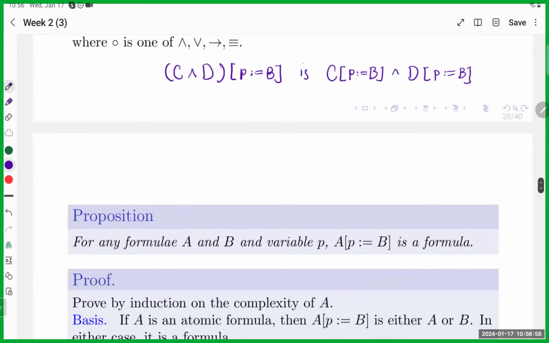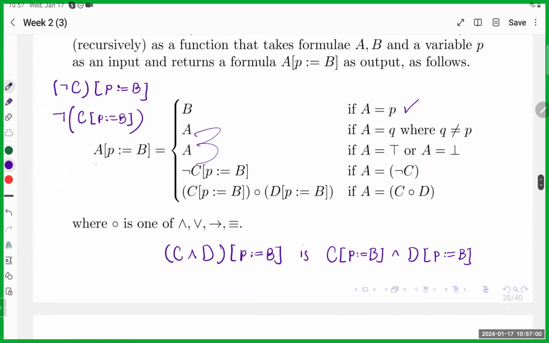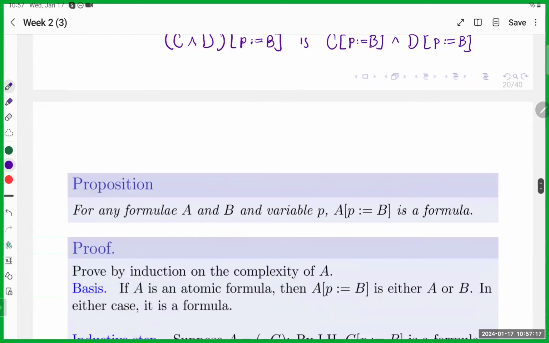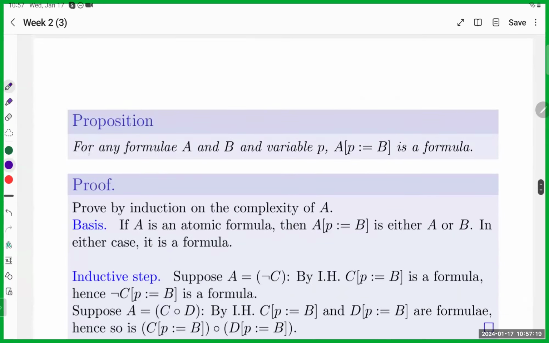First of all, we define this. It's a recursive definition. What we want to make sure is true is that the resulting string is always a formula. It's a well-formed formula. And how do you show that it's a well-formed formula? So the proposition is: for any formulas A and B and the variable P, this is a formula. It's not just an arbitrary string that you obtain by substitution.